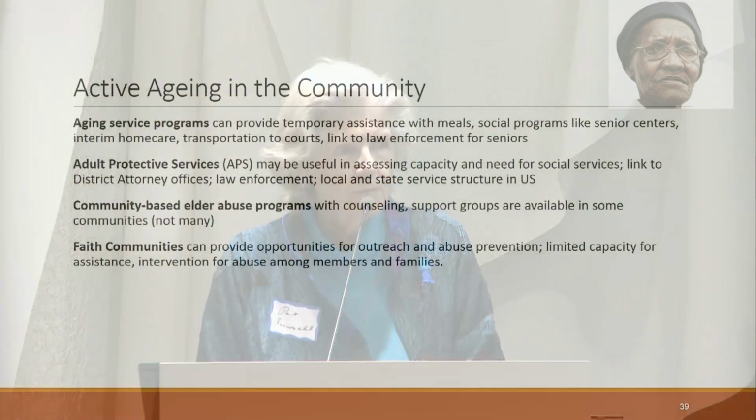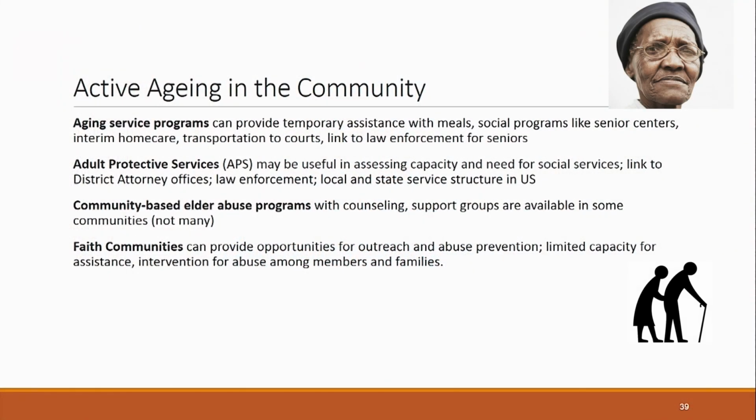So, active aging in the community. Aging service programs can provide temporary assistance with meals, social programs like senior centers, interim home care, transportation, links to law enforcement that include a counseling component. Adult protective services can be useful in assessing capacity, screening in those victims who are eligible for these services, and the need for social services. This is a case management program.